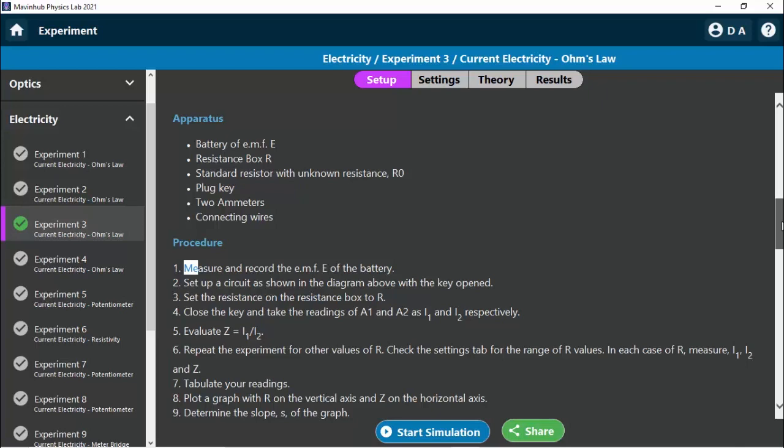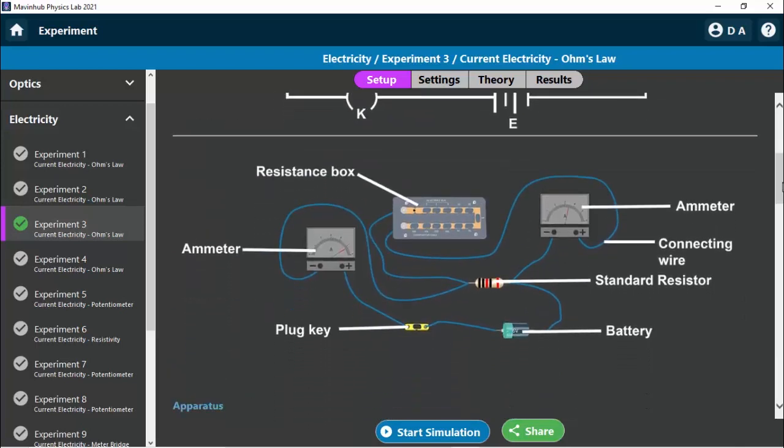So the next thing I need to explain is this. What's a resistance box? What's an ammeter, and how do you take readings from them? And how does a plug key work? So let's start with the resistance box. The resistance box enables you to create different resistance right on the box. So unlike a standard resistor whose resistance you can't change, you can change the resistance of a resistance box.